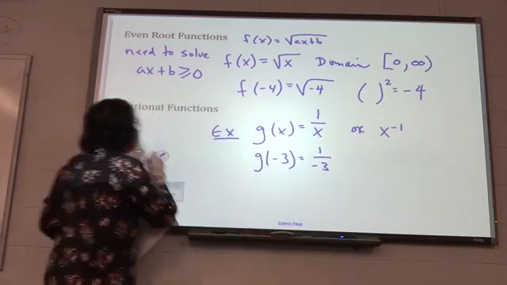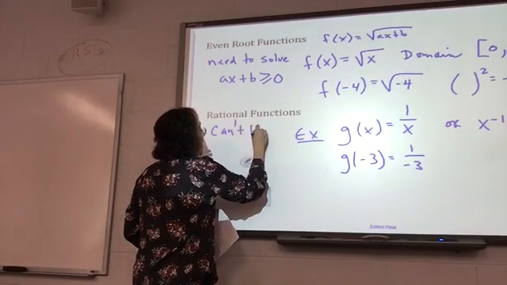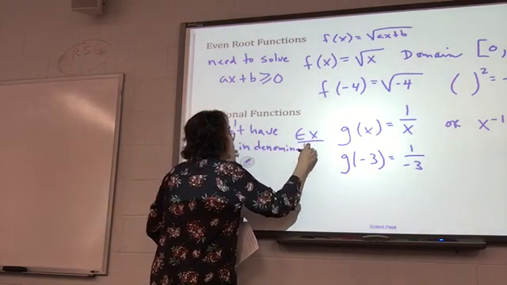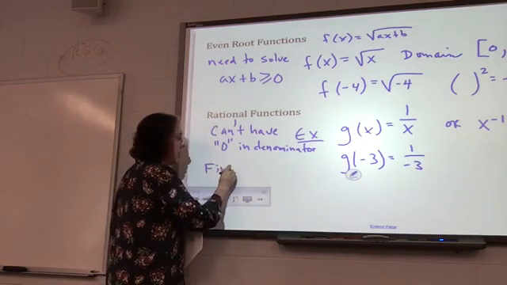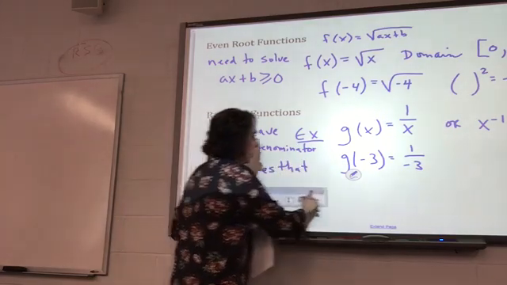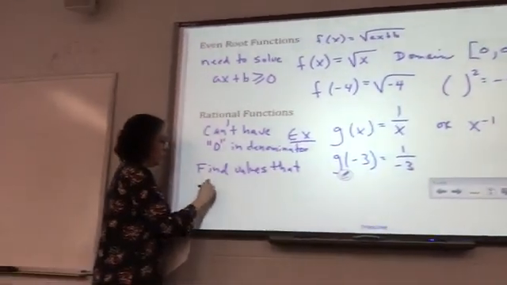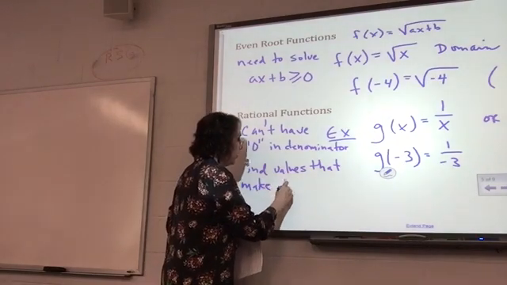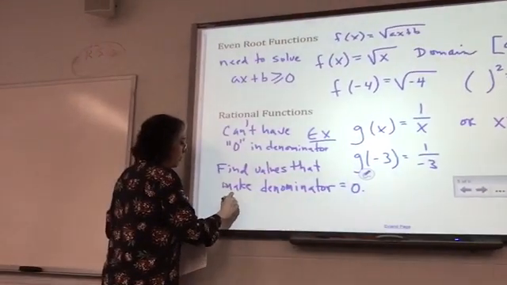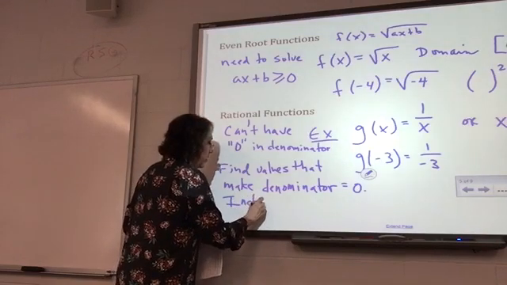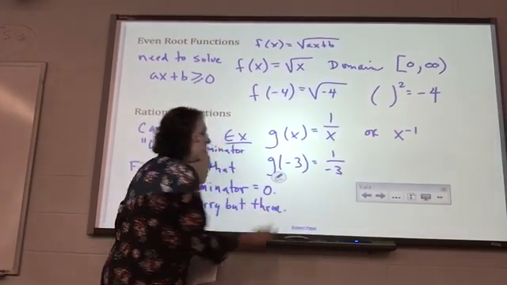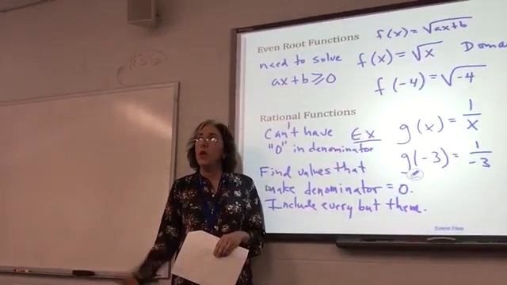So what you have to do, let's write that down. You cannot have 0 in the denominator, meaning the entire denominator can't equal 0. And so what you're going to use algebra for is you're going to find the values that make the denominator equal 0. And you're going to include everything but them. Everything except those. I'll give you an example in just a minute.